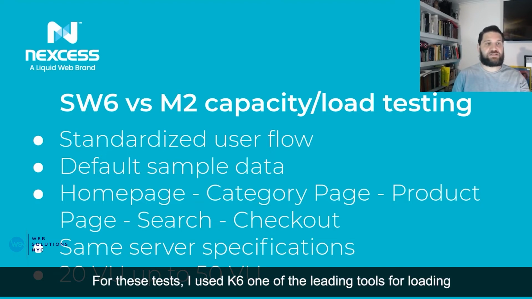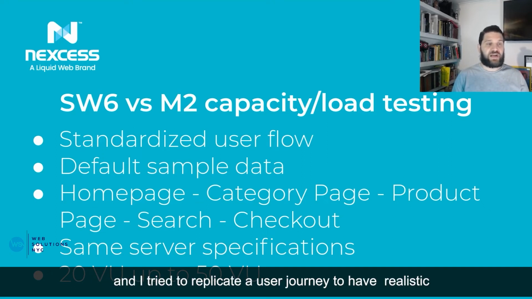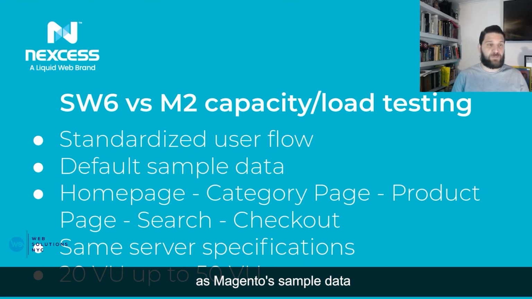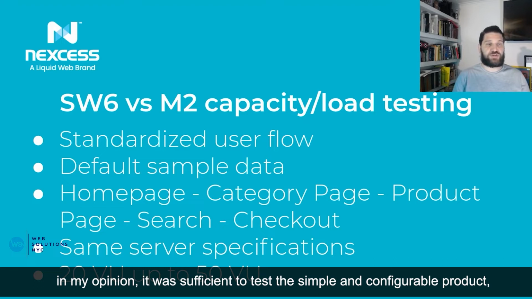For this test, I used k6, one of the leading tools for load and capacity testing, and I tried to replicate a user journey to have realistic and reproducible metrics. I used the sample data package to emulate the real store, and while the Shopware sample data is not as big as Magento sample data, in my opinion it was sufficient to test a simple and configurable product, a category page, search, and checkout.